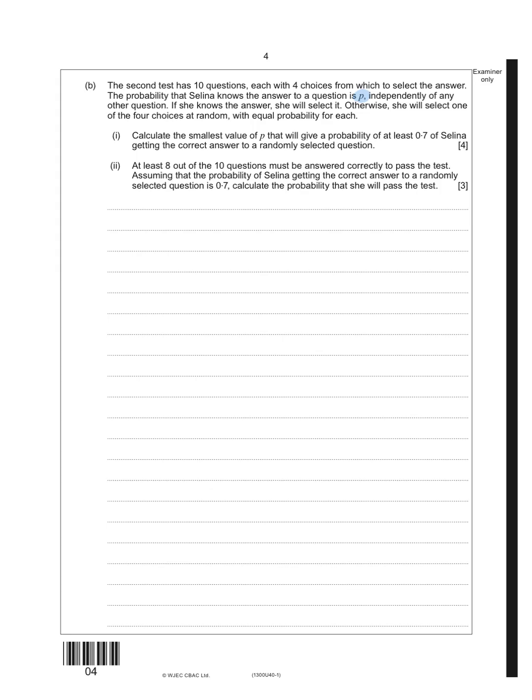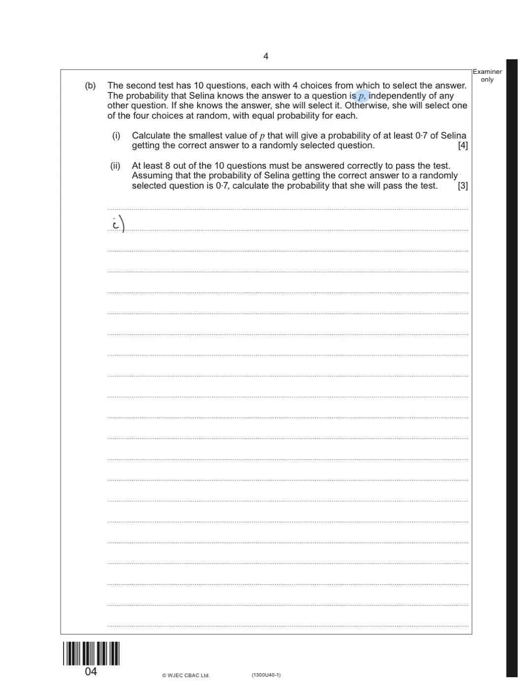And in that situation, she will then choose one of the 4 answers at random. So if she doesn't know the answer, she's got a 1 in 4 chance of getting it correctly because she'll just be guessing. Okay, so if we look then at part E1, calculate the smallest value of P that will give a probability of at least 70%.